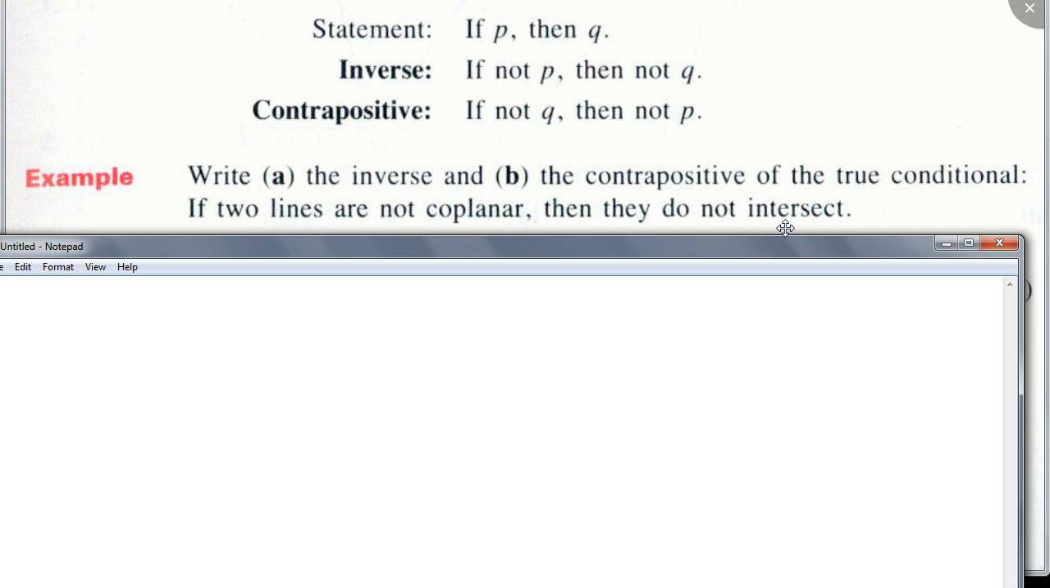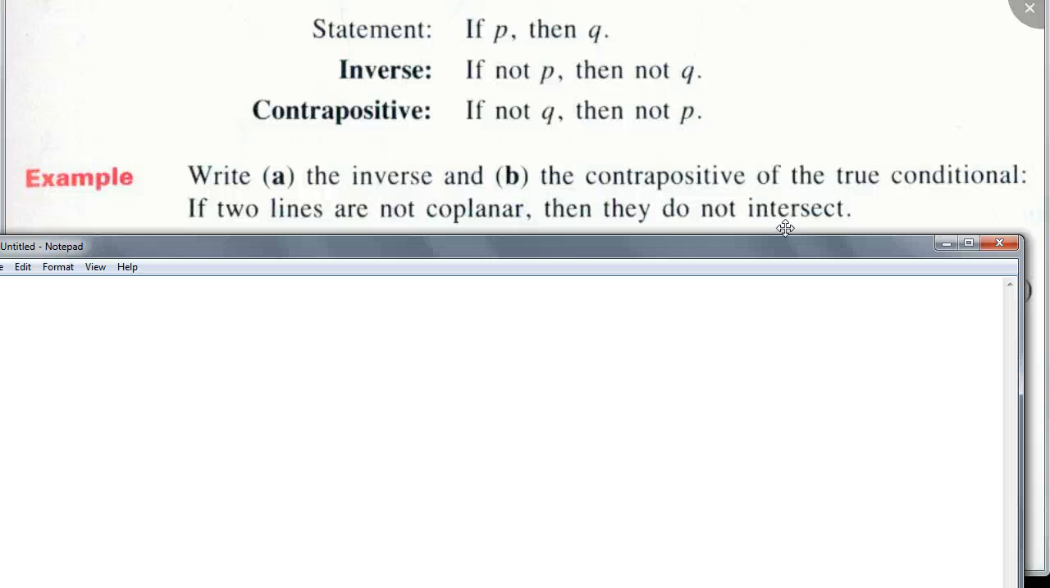So let's do an example. You don't have to write this down, but let's take a look at it. Write A, the inverse, and B, the contrapositive of the true conditional. Here's the true conditional: if two lines are not coplanar, then they do not intersect. Which two lines are we talking about? Are they parallel? No, these are skew lines. That's what we're talking about.